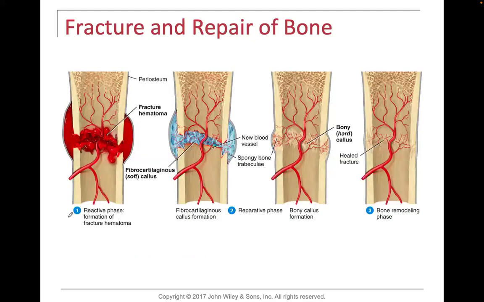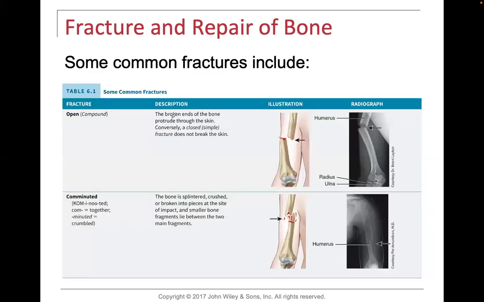So you have this acute phase, the reactive phase, where the hematoma forms. Then you have the reparative phase, which is here. You get the fibrocartilaginous callus, then a bony callus. And then at the very end, you get the bone remodeling that takes place, where the fracture ends up being healed. What are some of the common types of fractures that you may hear of?